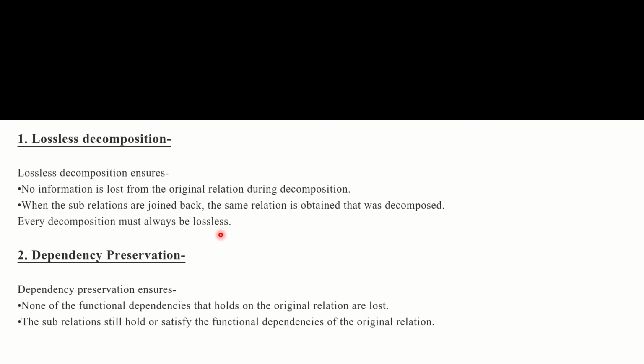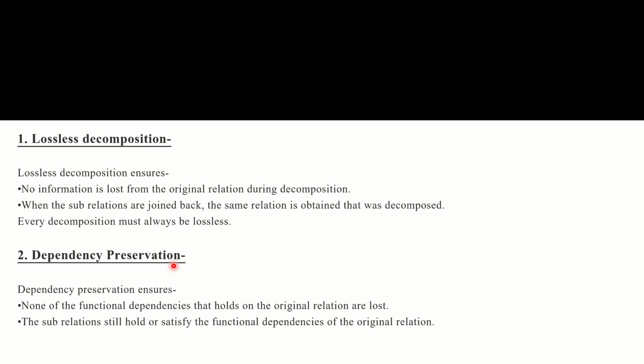We will try to decompose a table such that we will not lose any information. So these are the main points that come under lossless decomposition. What are the points? Lossless decomposition ensures that the information is not lost while we are decomposing an original table. And when the subrelations are joined back, we will get the original relation that was decomposed. And we must try to decompose a table such that the information is not lost.